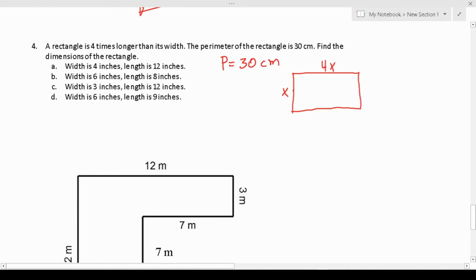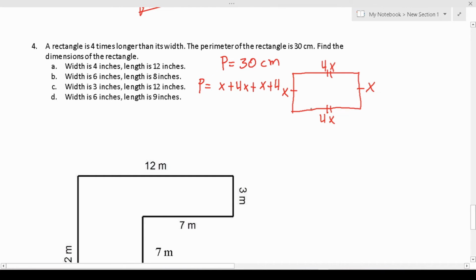And as we know, this side and this side in a rectangle are equal. So if this one's x, this one's also x. And similarly, this side and this side in a rectangle are equal. So if that side's 4x, this side's also 4x. To find the perimeter of any polygon, including rectangles, you simply add up all the sides. So in this case, the perimeter is going to be x plus 4x plus x plus 4x. That is, we just added up all those sides.